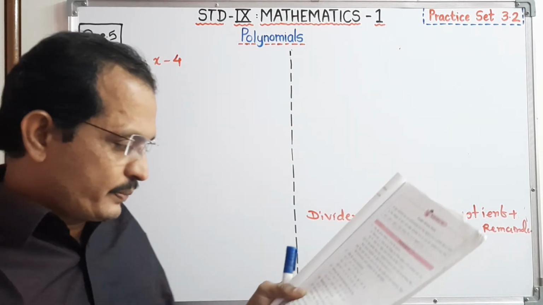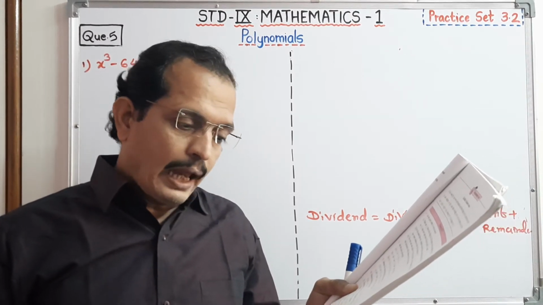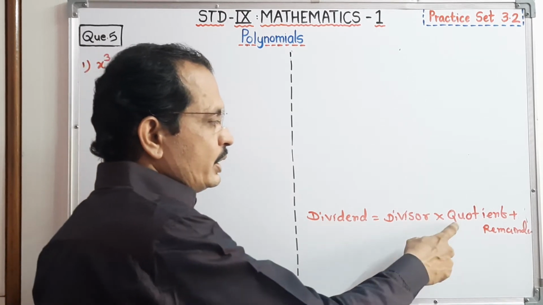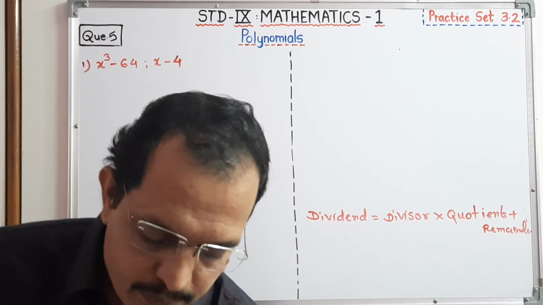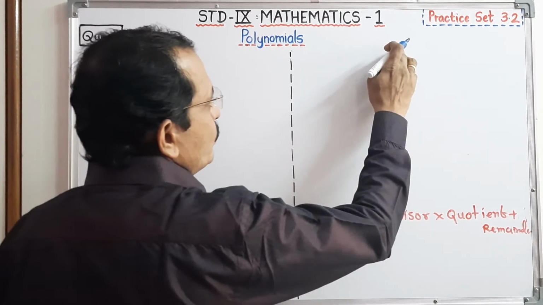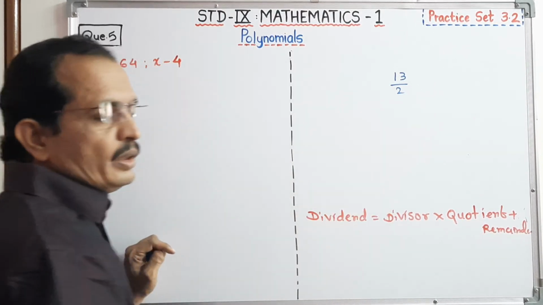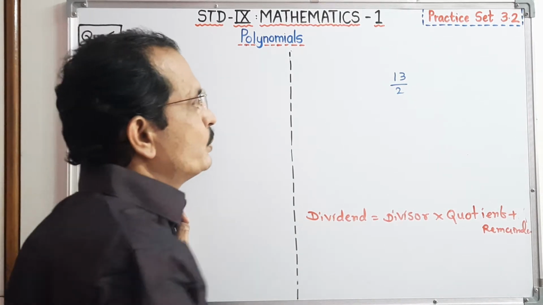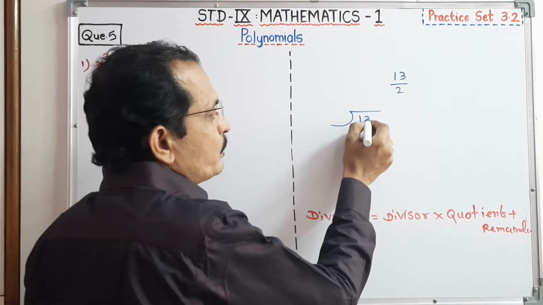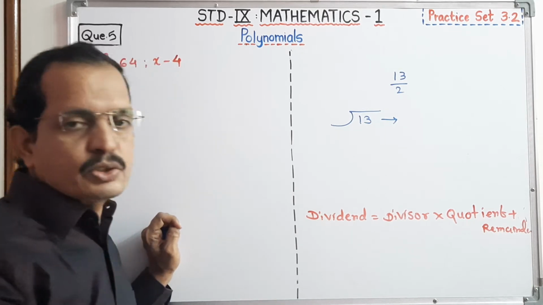Now see the question. Divide the first polynomial by second and write the answer in the form: dividend is equal to divisor into quotient plus remainder. That means here in the division, suppose we have to divide this 13 with 2. If we have to divide this 13 with 2, this we can write it like this. Here we have to write 13. That 13 is called as a dividend.